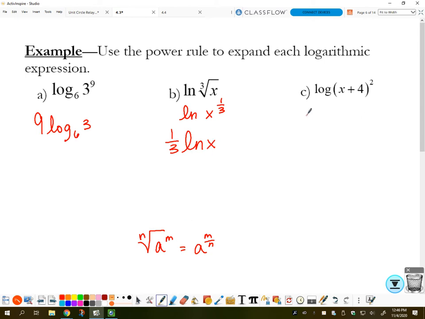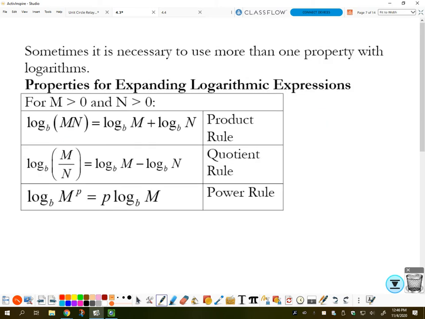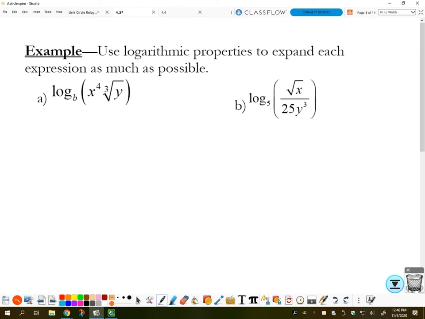Right, and then this one, we can pull the 2 out front and have log of x plus 4. And that's all that we can do there. Alright, so you've seen all of the properties. This is them all succinct and in one place. We're going to now do problems where you may have to use more than one property.